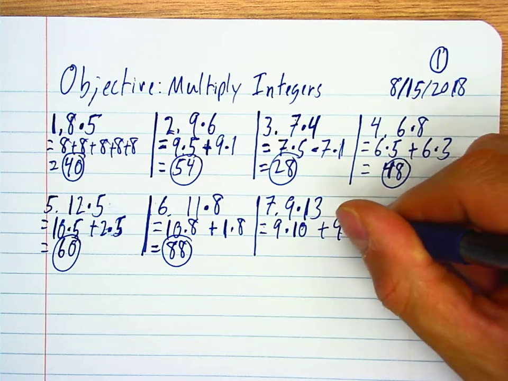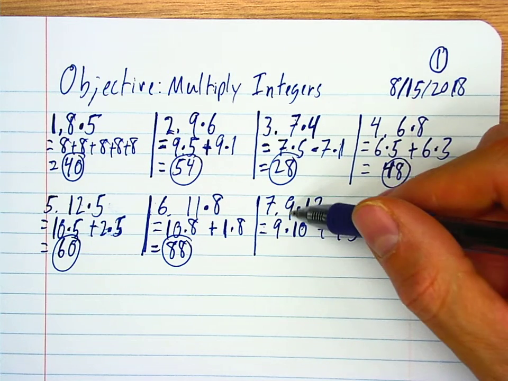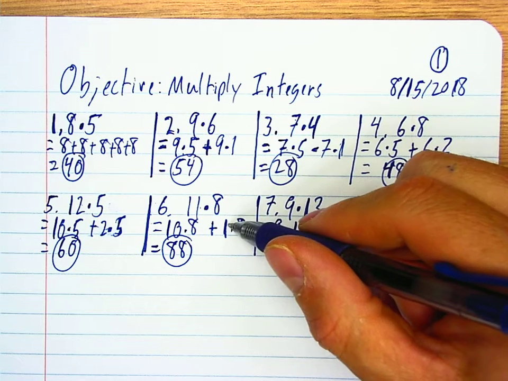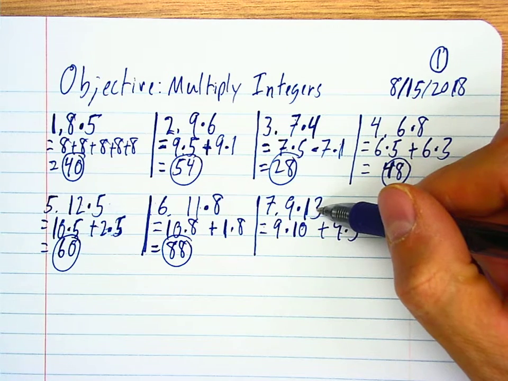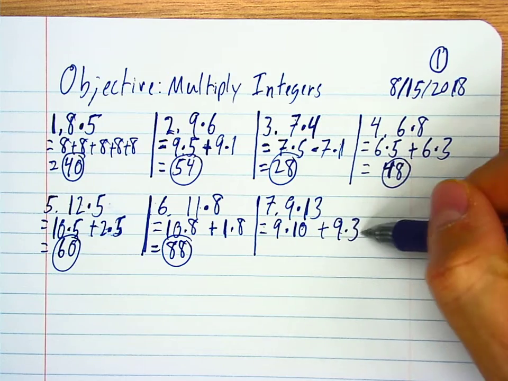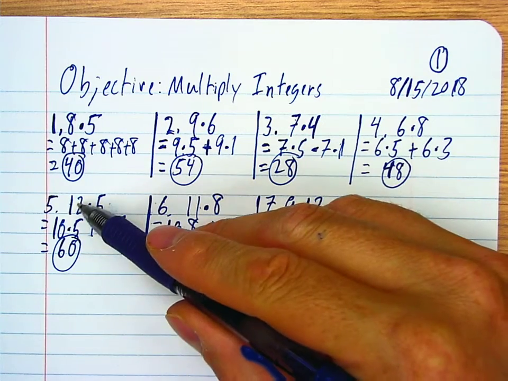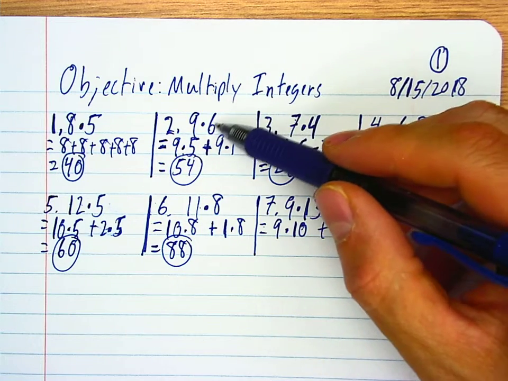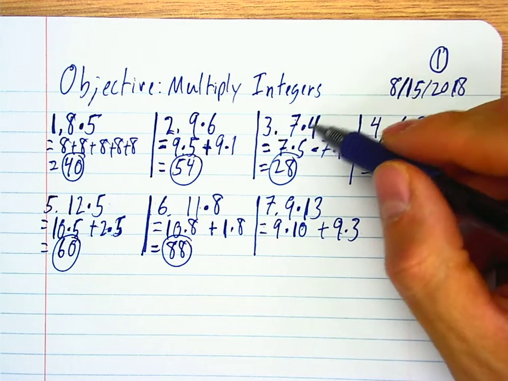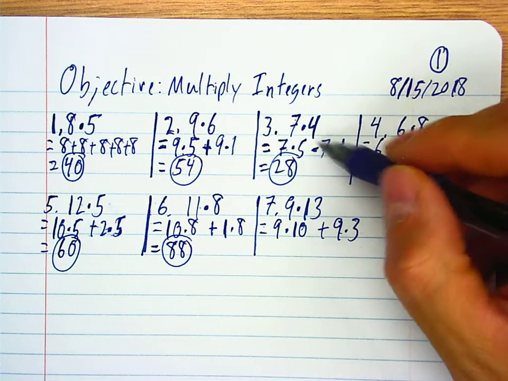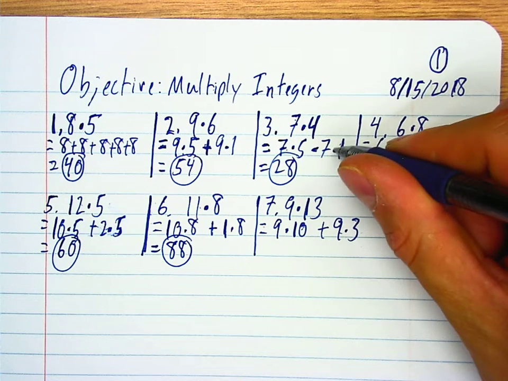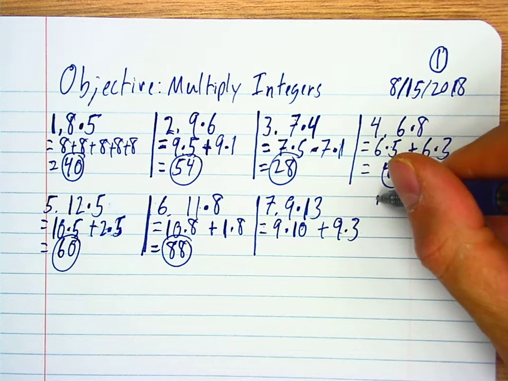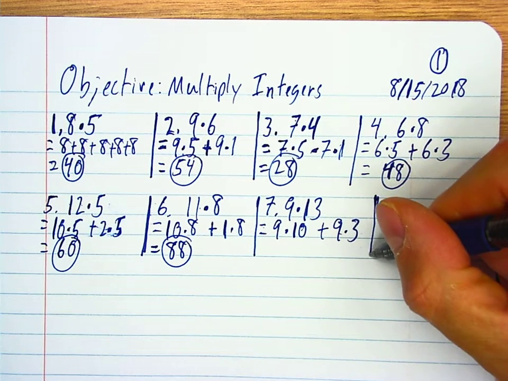Notice here how multiplication is commutative. I don't have to break up the first number every time. So here I broke up the 11 into 10 and 1. I can break up the second number instead if I want to. I broke up the 13 into 10 and 3. I can break up either number. I broke up the 12 into 10 and 2. Or I broke up the 6 into 5 and 1. Or I broke up the 7 or the 4 into 5 minus 1. Or I broke up the 8 into 5 and 3. So it is optional which number you want to break apart.